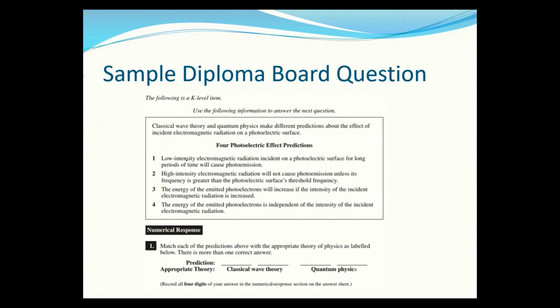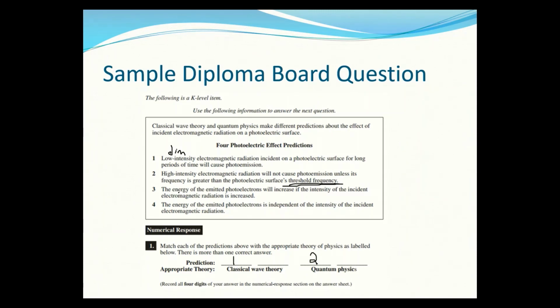So number one says low intensity. So this means dim, not very bright light. Low intensity electromagnetic radiation incident on a photoelectric surface for long periods of time will cause photo emission. To me, this sounds like classical wave theory, where if you shine light on something for a long enough time, you're going to get photo emission. Let's read the second one. High intensity electromagnetic radiation will not cause photoelectric emission unless the frequency is greater than the threshold frequency. So the threshold frequency idea is quantum, right? 100% is quantum. So the first one's probably going to be classical wave theory.